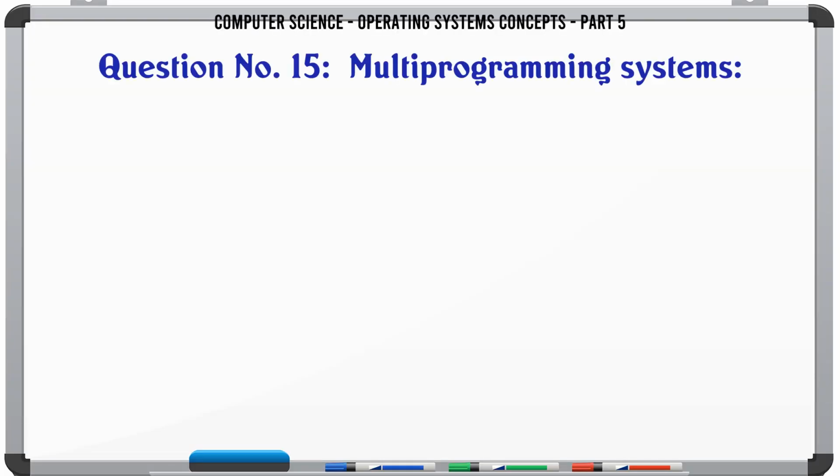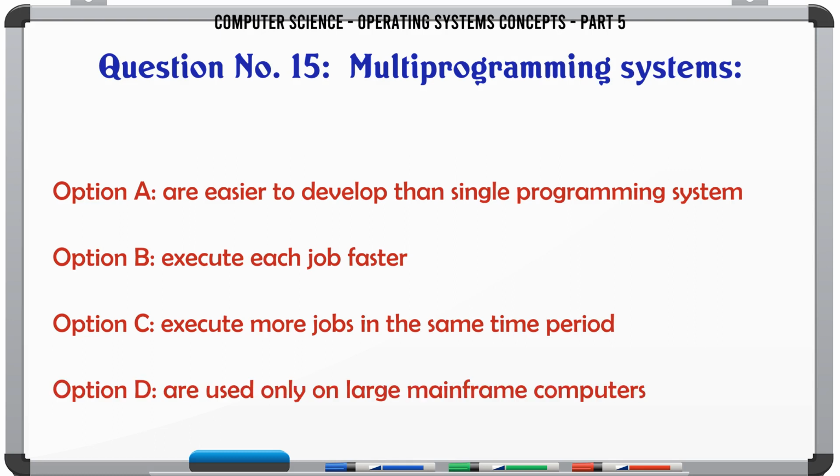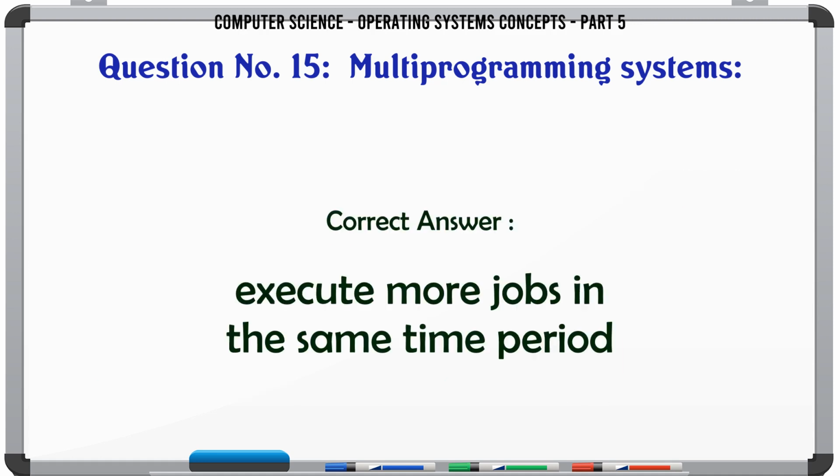Multiprogramming systems: A. Are easier to develop than single programming systems. B. Execute each job faster. C. Execute more jobs in the same time period. D. Are used only on large mainframe computers. The correct answer is execute more jobs in the same time period.